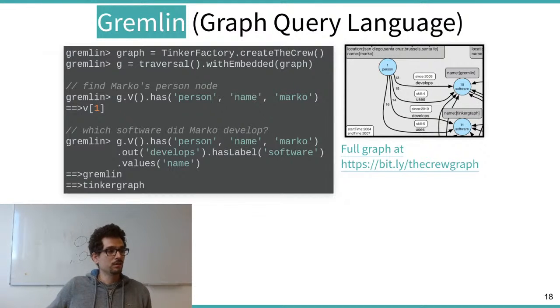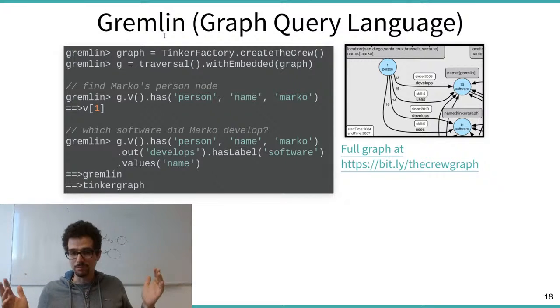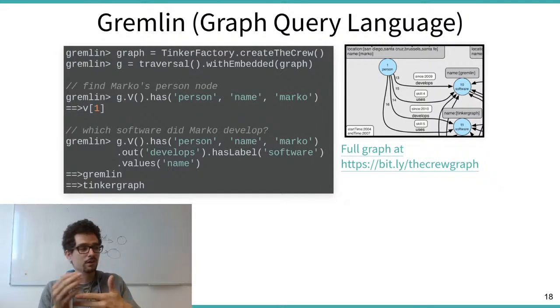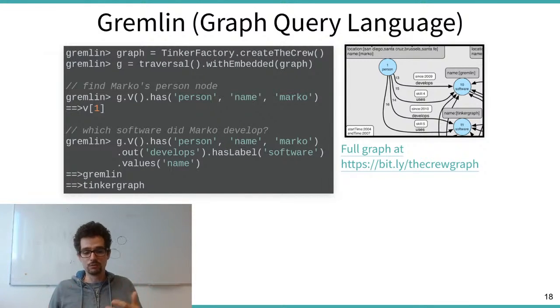And Gremlin has a completely different approach than Cypher. In Cypher, the approach was pattern matching, finding a pattern in the graph and then doing something on the nodes and edges that are in that pattern, so iterating over the results of that pattern match. Gremlin is not such a pattern matching approach, but a traversal approach. So take a look at this query here. Find Marco's person node. G.v finds all vertices of the graph. So this is a set, the set of all vertices.